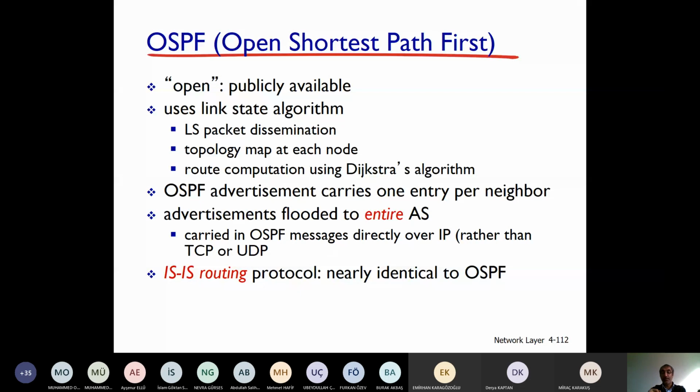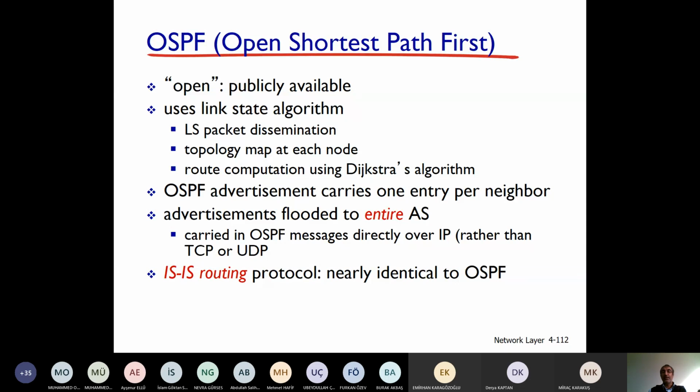Intra-AS means the routing within an autonomous system. The second one is OSPF, which stands for Open Shortest Path First. Open because it's publicly available, it's not a private protocol. And it uses the link state algorithm. Remember, RIP utilizes the distance vector, which only advertises or exchanges information with neighbors. But in link state, all the nodes receive the same information.